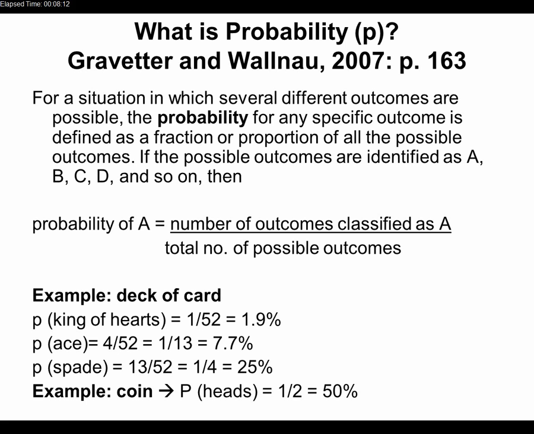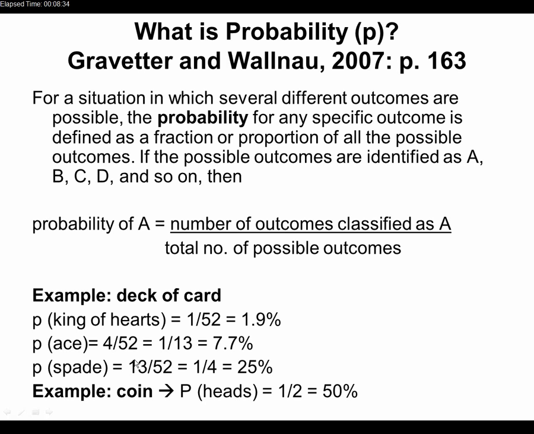So you've got a 7.7% chance of grabbing an ace out of 52 cards. If you're playing poker, you've got a 7.7% chance of being dealt an ace. There are 4 of them, whereas you've got a 1.9% chance of being dealt a king of hearts. Spades, okay? How many spades are in the deck?